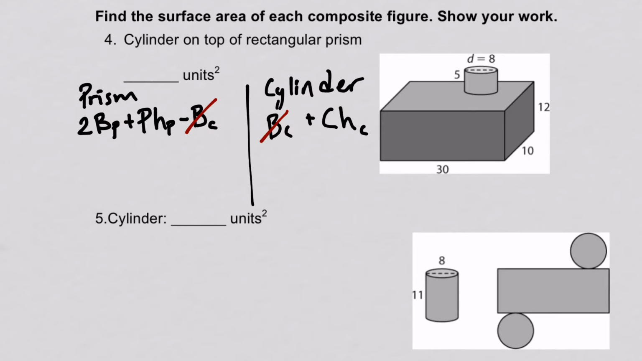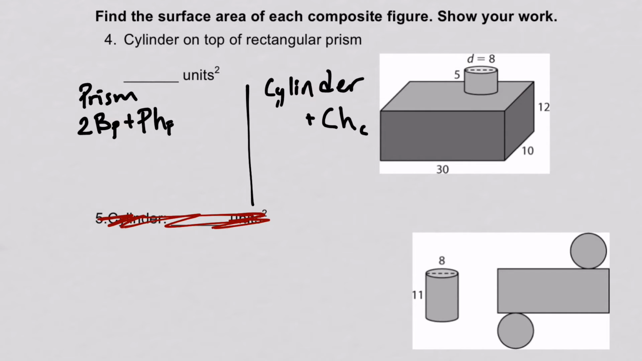Now all I have to worry about is these pieces right here. All I have to do is find 2 times the area of the base of the prism plus the perimeter times the height of the prism, and then I have to find the circumference and the height of the cylinder and multiply them times each other and add everything together. So I don't need that part. Alright, let's do the calculations. 2 times the area of the base of the prism. Let me just cross this out so we don't get confused. That's part of the next problem.